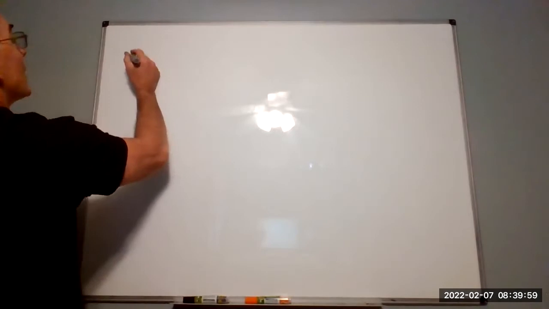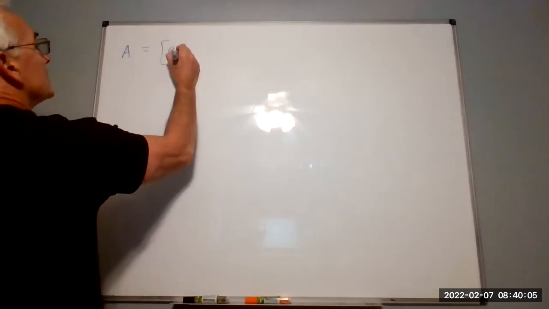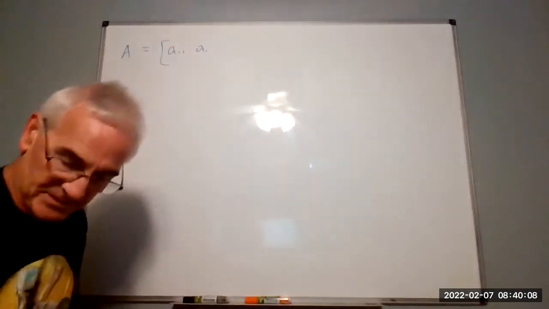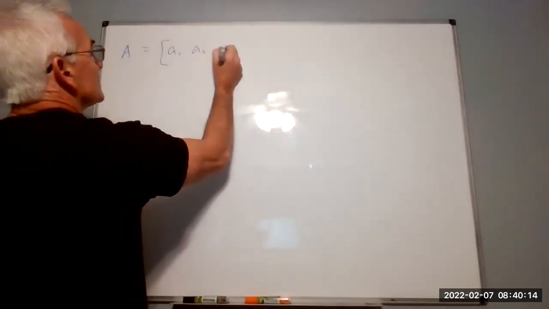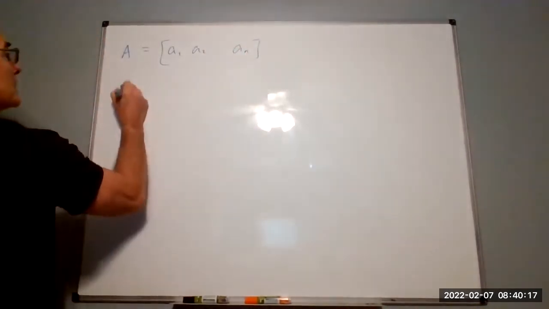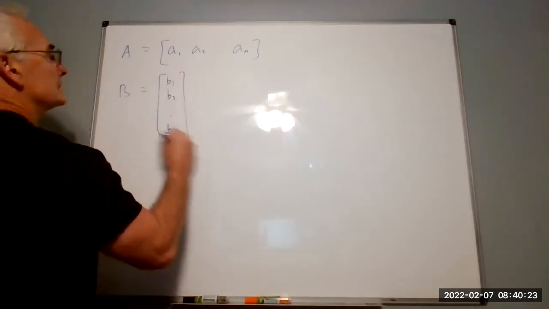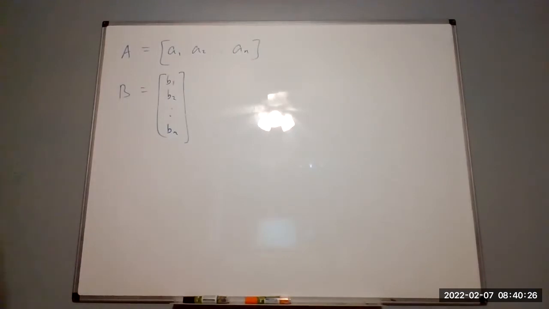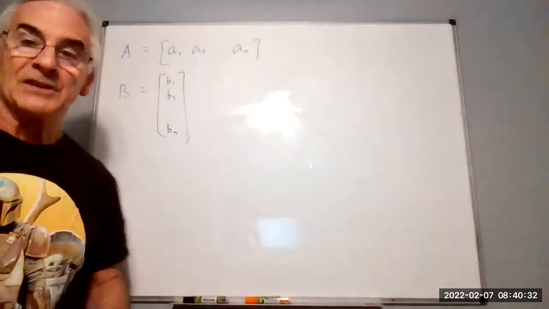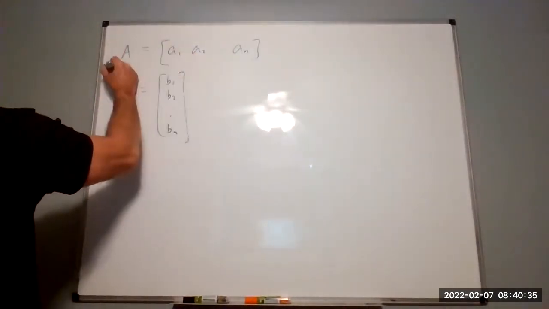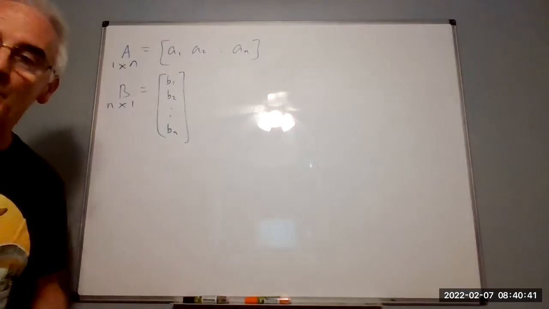Okay, let me define matrix A to be the following. Well, actually, let me do it simpler than that. I'm going to actually do it like this. And I'm going to define matrix B. Okay. A is what is called a row matrix. B is what is called a column matrix. A has only one row. So technically, my matrix A is 1 by n. My matrix B is n by 1. This is kind of boring, but we have to start somewhere.